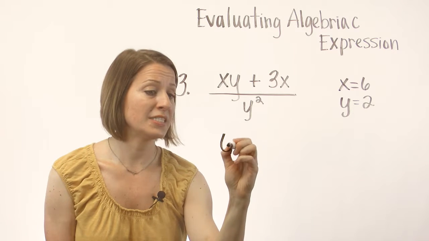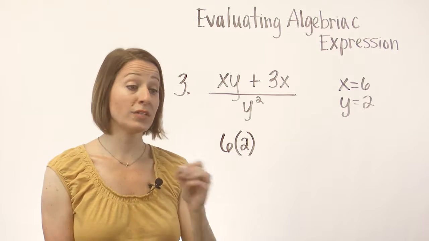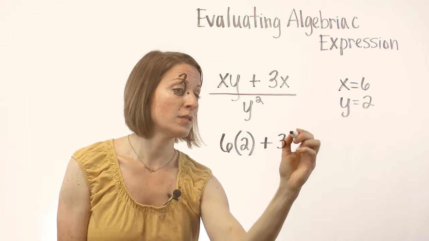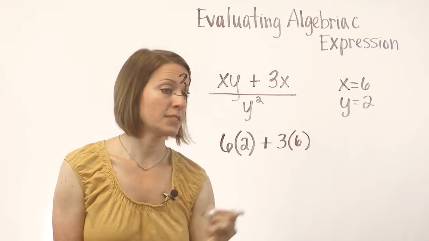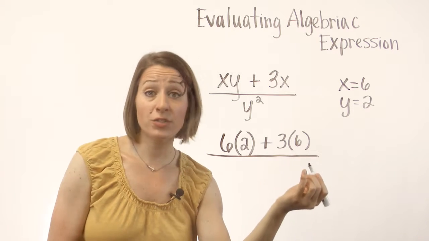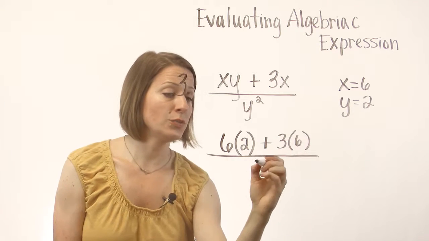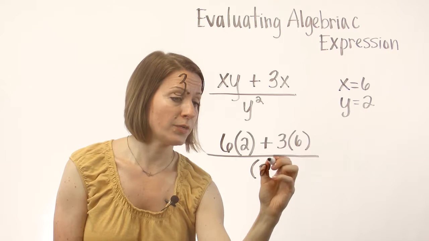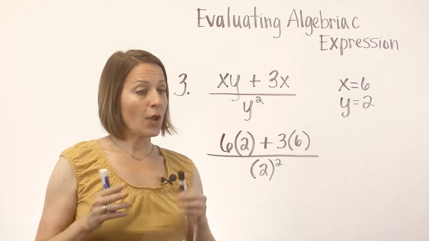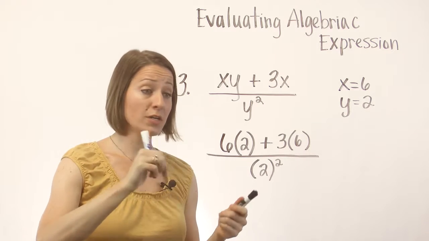So this first one would be 6. You do need to put parentheses around at least one of them. So we have 6 times 2 plus 3 times 6. Then I want you to draw the long fraction bar, which we're going to use as division in just a minute. Y is 2. So down here, we'll have 2 squared.